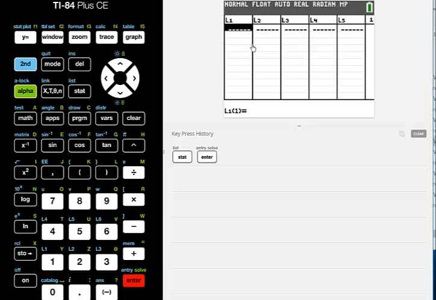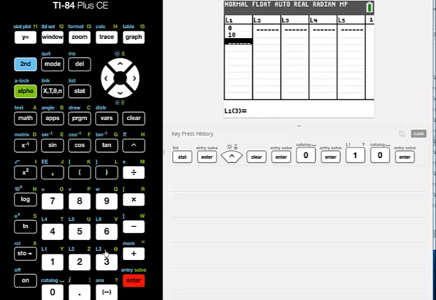If you have any numbers in these columns right now from some other use of the calculator, to clear those out, you would arrow up to the name of the list. L stands for list. Hit Clear and then Enter. You can do that for any of the lists where there are numbers present. Now I need to enter my data in these columns. In list 1, I'll put my X values, or in this case, T values. Those were 0, 10, 20, 30, and 40.